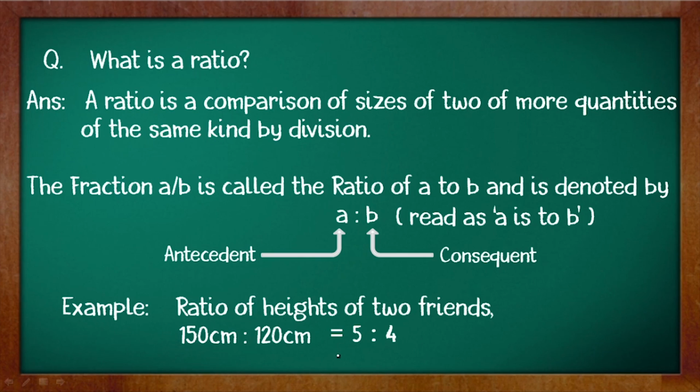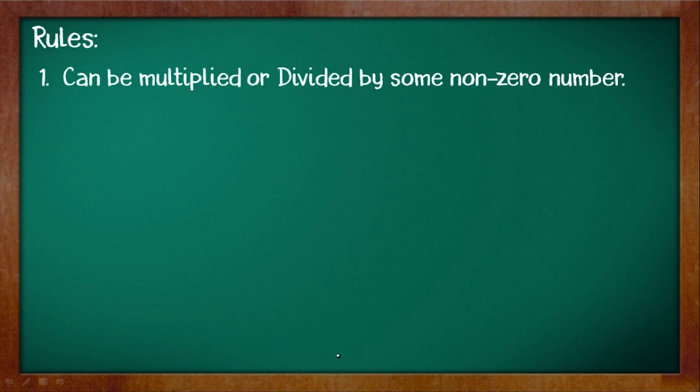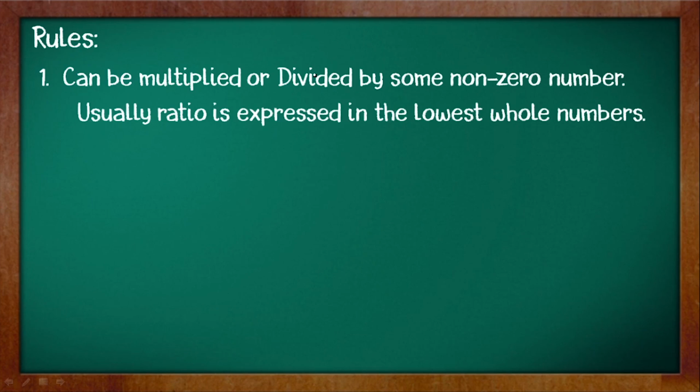Further on, let's see a few rules associated with ratios. Rule number 1 says a ratio can be multiplied or divided by some non-zero number, and it does not change the ratio. It is usually done to express a ratio in the lowest whole numbers. Usually ratios are expressed in lowest whole numbers, so we multiply or divide by some non-zero number to express it in lowest form.